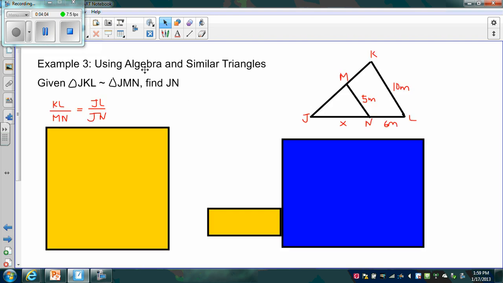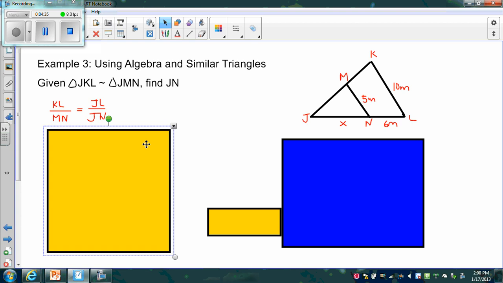Example 3 is using algebra and similar triangles. So if I told you, given triangle JKL, so this big triangle, is similar to JMN, I want you to find N. This one's a little trickier because one's inside the other. We just have to pay attention. So we know that K to L over M to N is going to be equal to J to L over J to N. We don't know all the distances here, but we can still plug in.